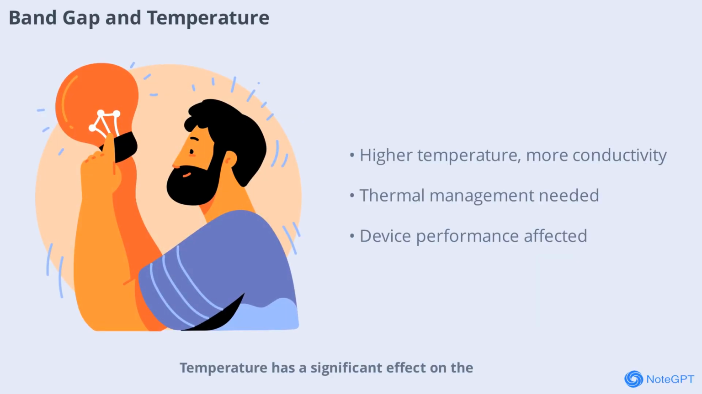Temperature has a significant effect on the band gap and the behavior of semiconductors. As temperature increases, more electrons gain enough energy to jump across the band gap, increasing conductivity. This is why semiconductors become better conductors at higher temperatures. However, too much heat can also cause problems, so managing temperature is crucial in electronic device design.